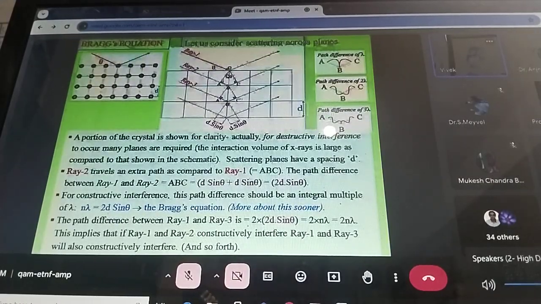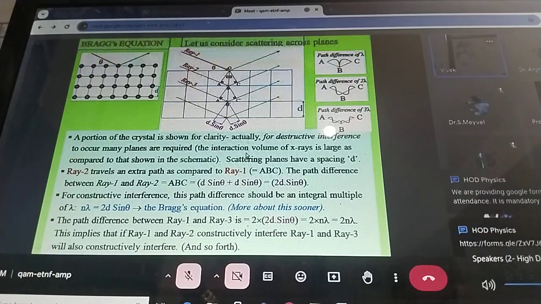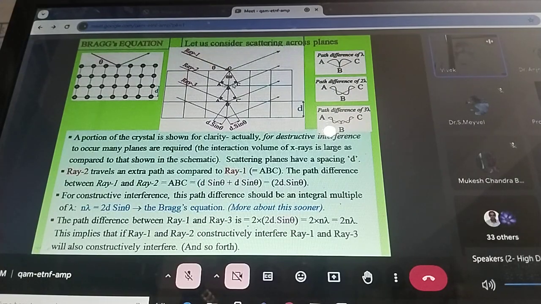You can see here AB plus BC is the extra path traveled by ray 2. The path difference between ray 1 and ray 2 is ABC, the extra distance which ray 2 has traveled compared to ray 1. When we calculate this path difference, we take this as a right angle triangle. If this distance is d and this angle is theta, it will come as d sin theta. Similarly, BC will be d sin theta. So it will become 2d sin theta.